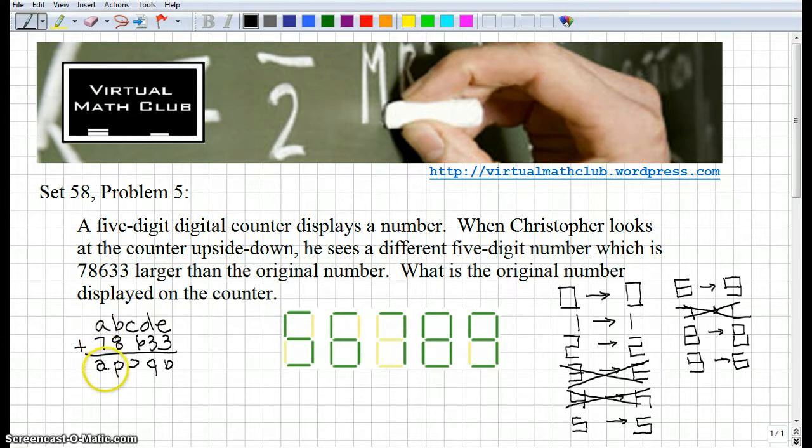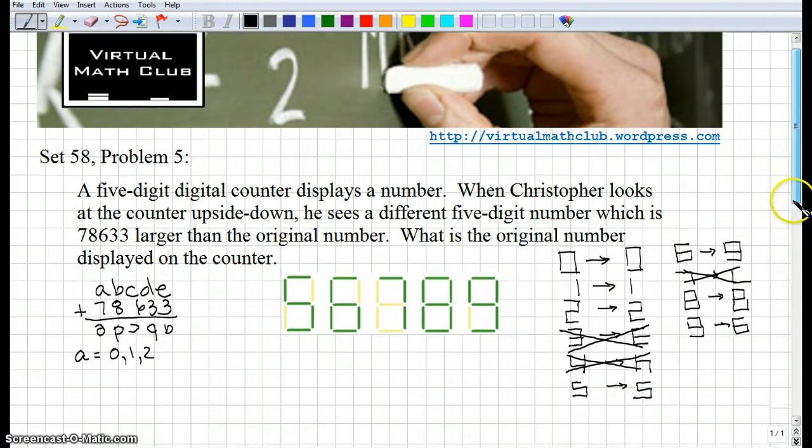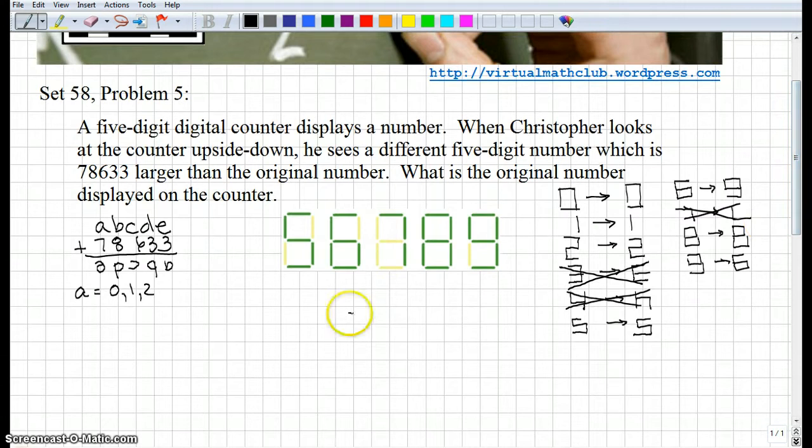We can't have an overflow. You know, we can't have a 10 or 11 or a 12 because then we'd have a 6-digit number. All right. So E has to be a digit, so that limits the possibilities for A. A can only be 0 or 1 or 2. So let's take a look at those possibilities.